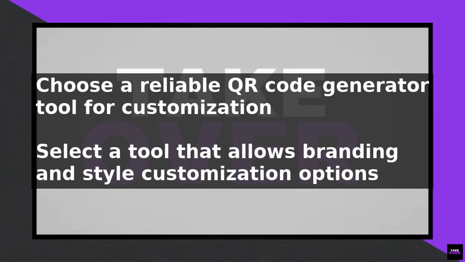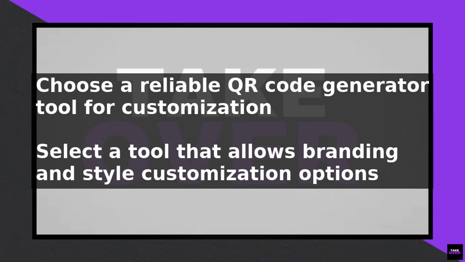Customize the QR code by adding your Etsy shop's logo, choosing a color scheme, and selecting a shape. Many QR code generators offer various design options, so you can create a unique and recognizable code.